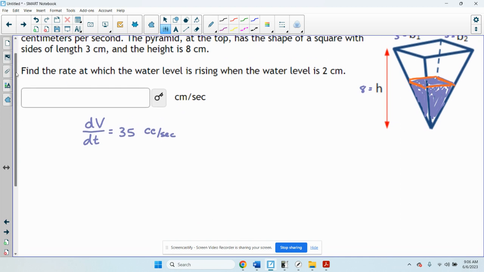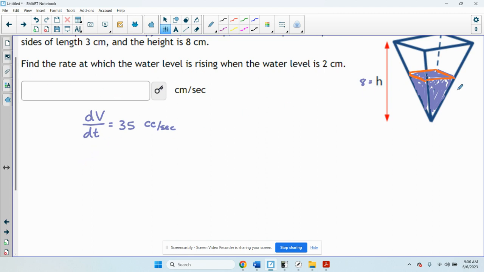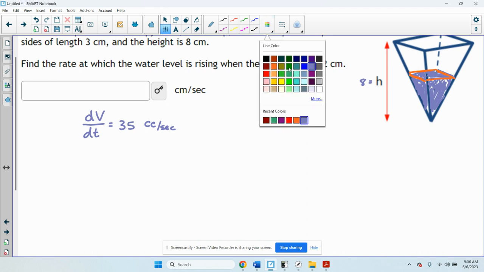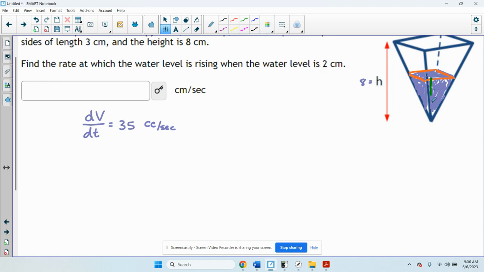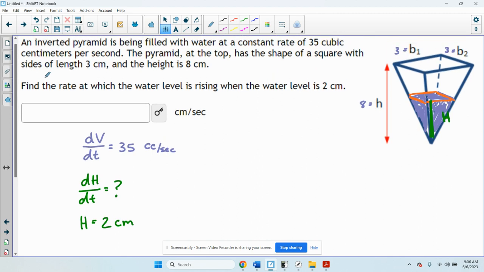It says find the rate at which the water level is rising. So if we call the height of the water, let's pick a different color here, the height of this water, I don't know if you can see that, we'll call that capital H. We're looking for dH/dt, the rate at which the water is rising when the height of the water is 2 centimeters. Let's just make sure that everything else is given in centimeters, so we're good.